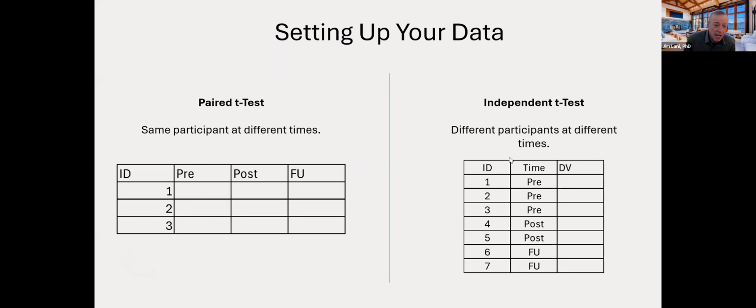The other kind of setup is, hey, you know what? My pretest folks are very different than my post-test folks, very different than my follow-up folks. Again, all their information is going to be on one row, but it's very often the case that these folks are very different.